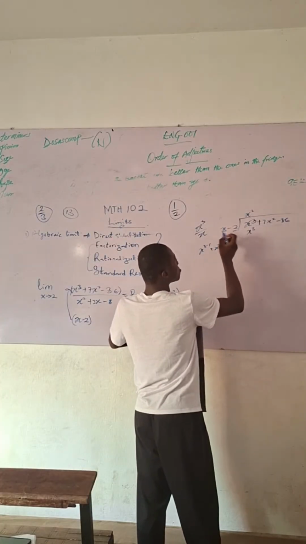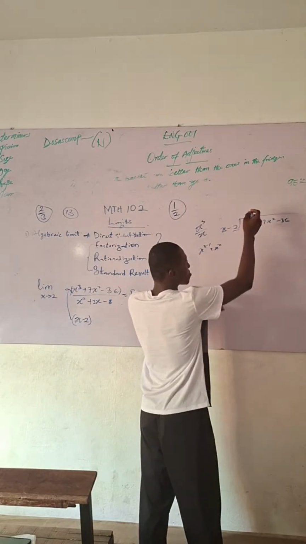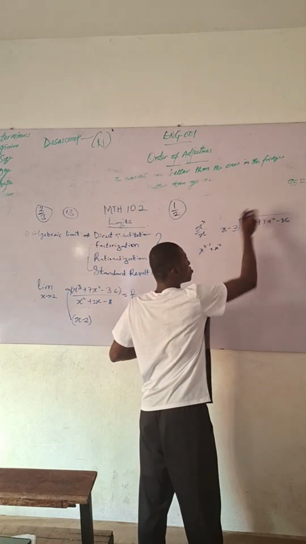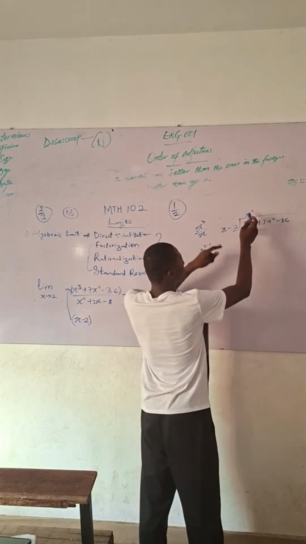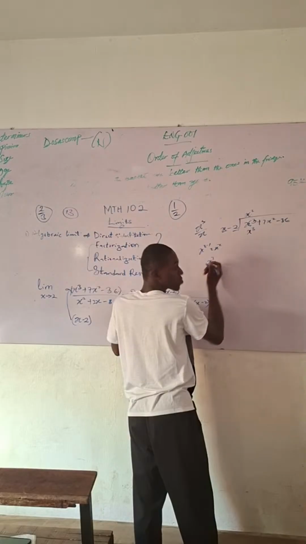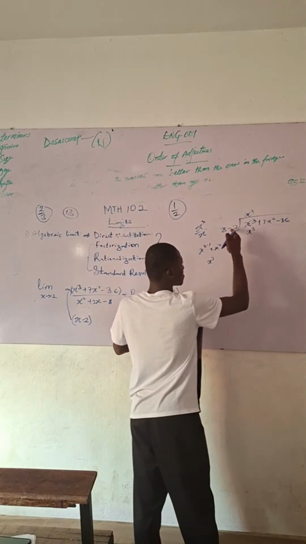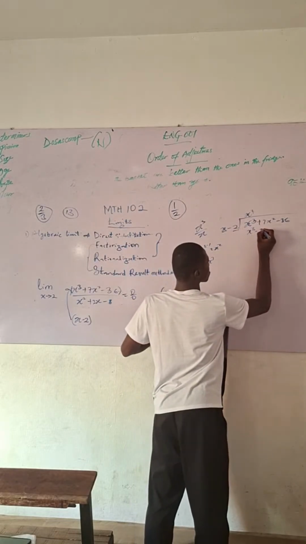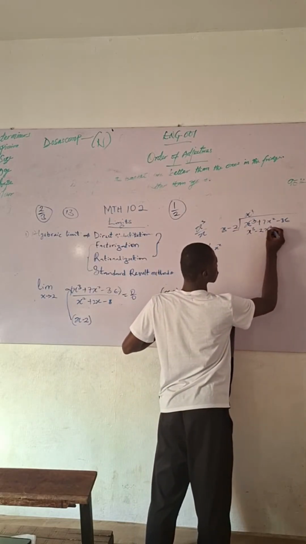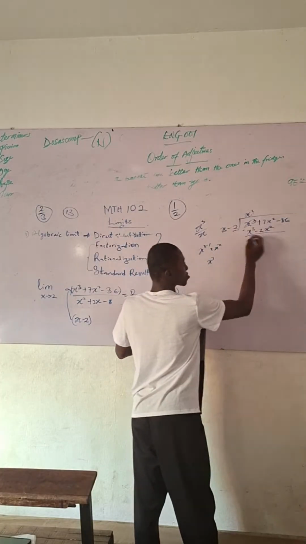Then once you divide the first term by the first term, whatever is the result, you multiply it by the entire divisor. So if I multiply x squared by this one, I'll be having x cubed. If I multiply x squared times minus 2, that will be minus 2x squared. So I can subtract from here. x cubed minus x cubed, that's 0.